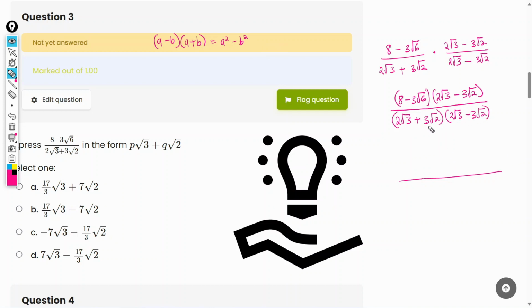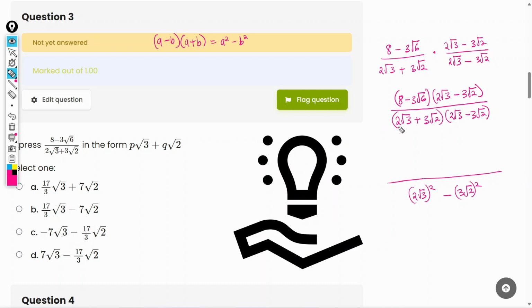That means if I work with what we have in the bottom, I would have 2 root 3 squared minus 3 root 2 squared. Okay, that's for the bottom, all right, because it's a difference of 2 squares. Now for the top, let's expand.